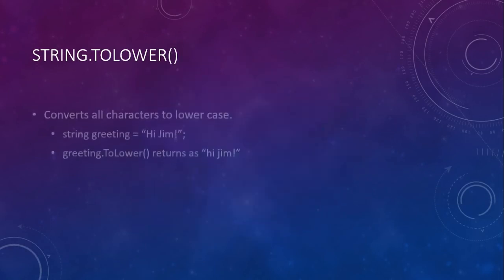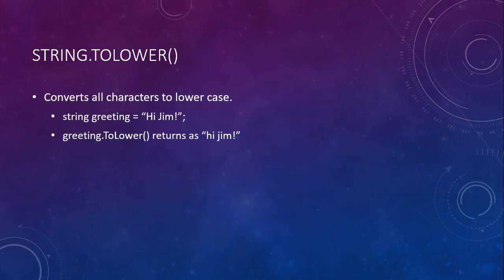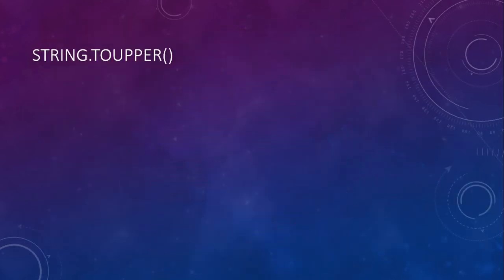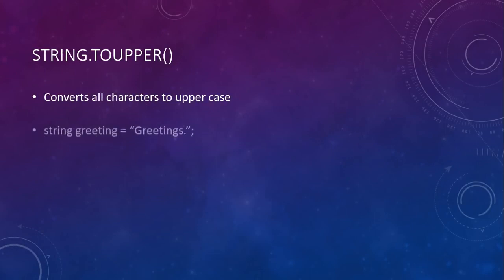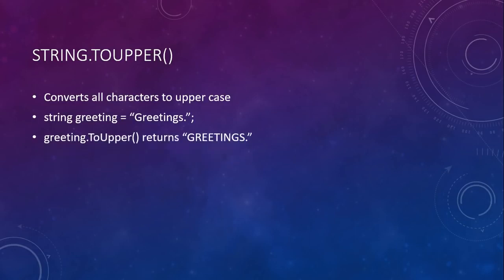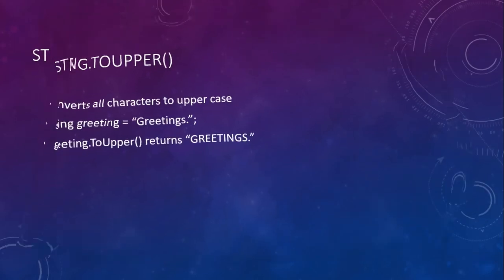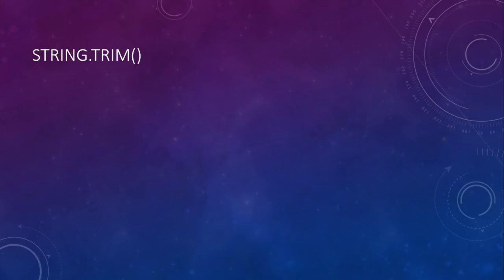Right. Next is ToLower. This converts all the characters in a string to lowercase. So for example, string greeting is equal to "HiJump". greeting.ToLower() returns "hijump". Similarly, string.ToUpper converts all characters to uppercase. String greeting equals "greetings". greeting.ToUpper() will then return "GREETINGS".